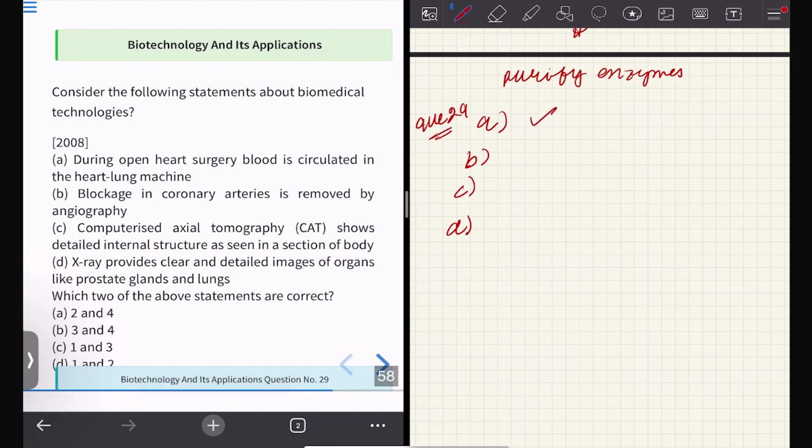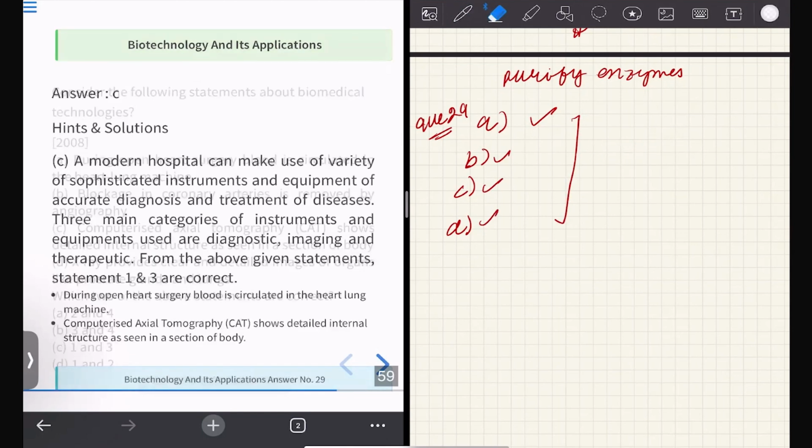Next, blockage in coronary artery is being removed by angiography. Computerized tomography, which is CAT, it shows the different detailed internal structure as seen in the section of body. Next, we have X-ray, which provides clear and detailed image of organs like prostate and lungs. So all of these are correct, but we have to tell about biomedical technologies. Which of the following are biomedical technology?